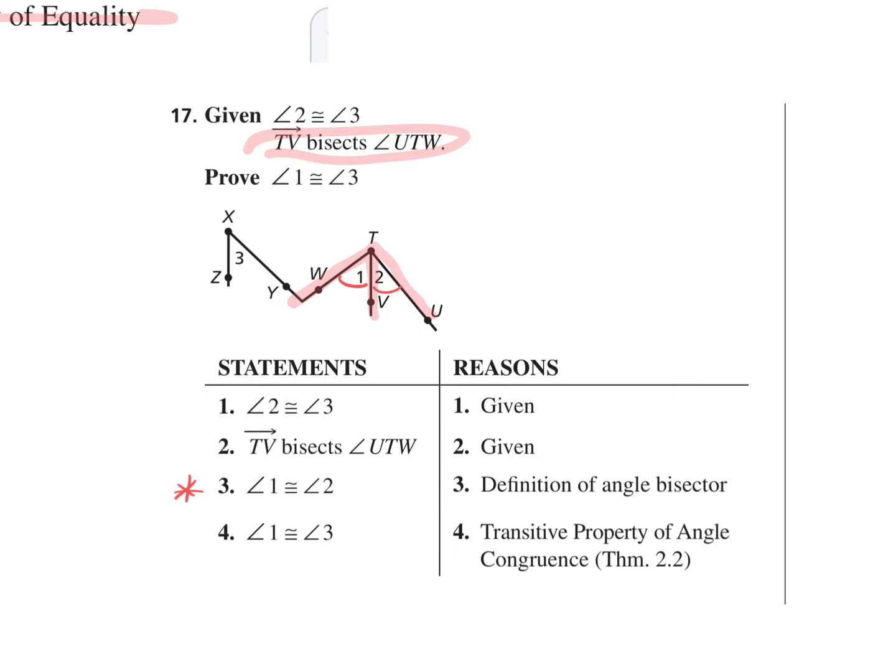And then from there, you can take that statement and bring it back up and join it with this one. And you can say that angle 1 is congruent to angle 3 by transitive. Because notice the angle 2's cancel out. And then you're left with just angle 3 congruent to angle 1. And that's what you were asked to prove. And that last reason could either be transitive or substitution.